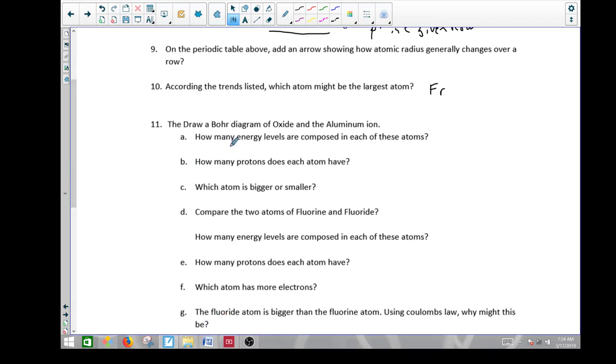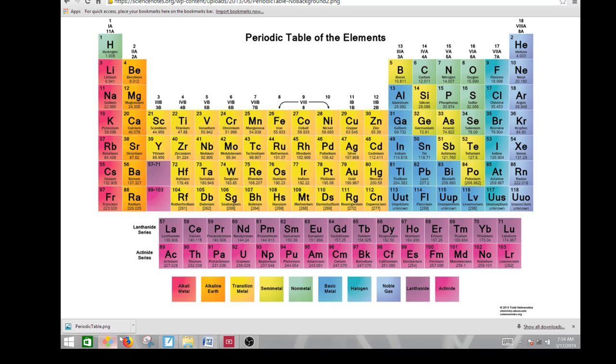Draw a Bohr diagram of the oxide and aluminum ions. Okay, so we have oxide. Let's just find these things quicker here. Now, if you think of a couple things you might notice about this, this is the oxygen atom right here. Oxide means it's going to gain 2 electrons to become isoelectronic with neon.